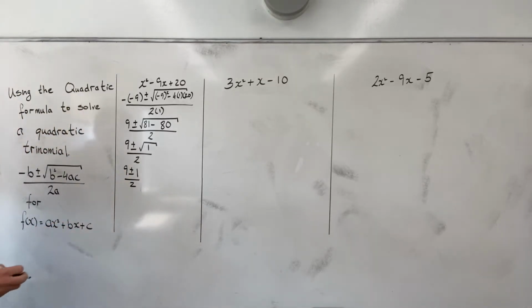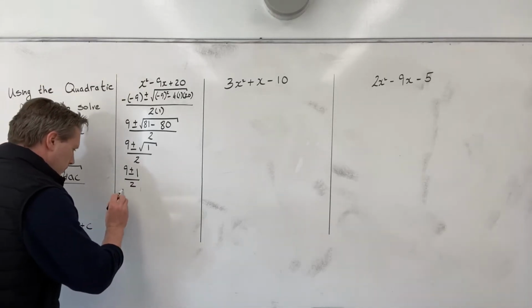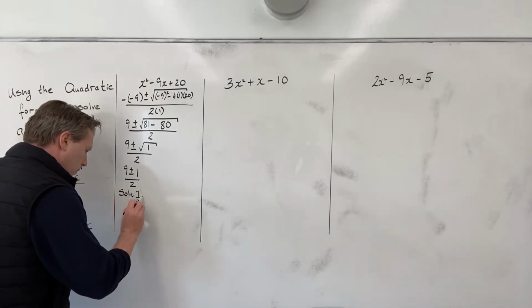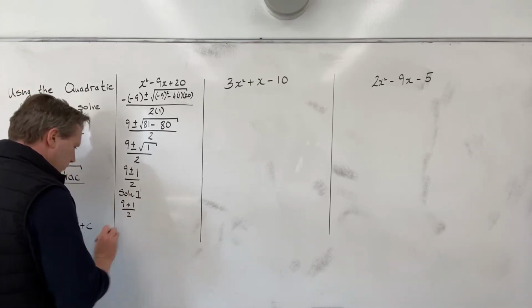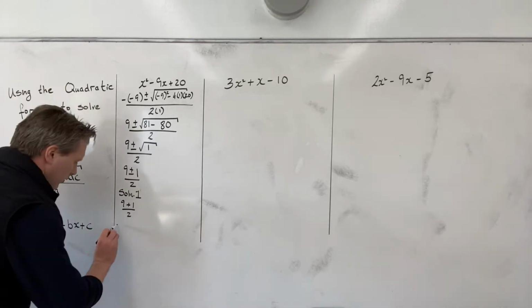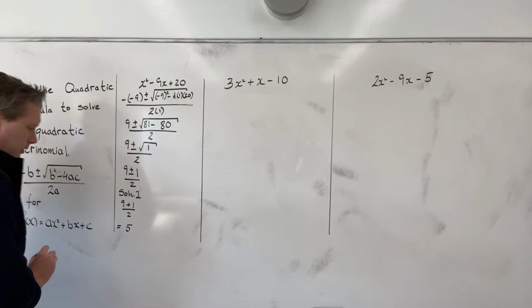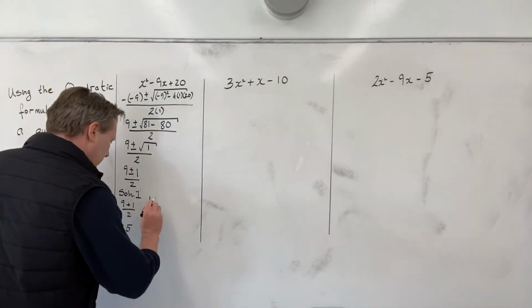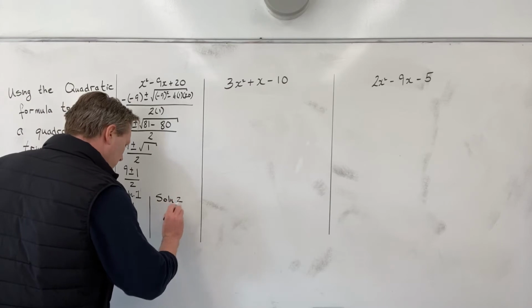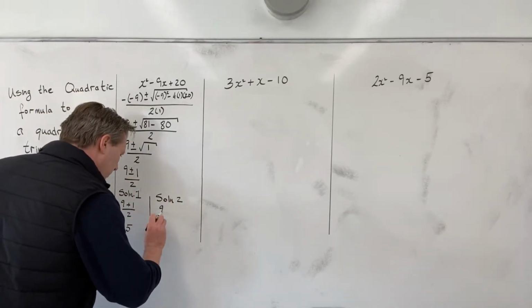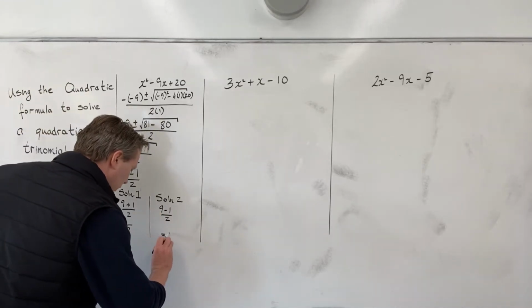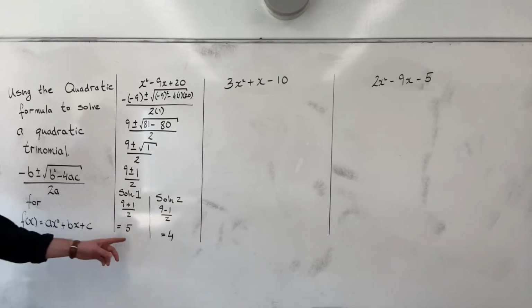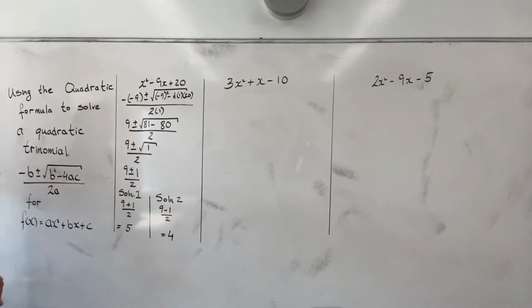And so I have two solutions. My first solution is 9 plus 1 over 2. 9 plus 1 is 10, divided by 2, that's 5. That's my first solution. My second solution is 9 minus 1, all over 2. 9 minus 1 is 8, and 8 divided by 2 is 4. And so those are my two solutions. These are the roots of my original function, x squared minus 9x plus 20.